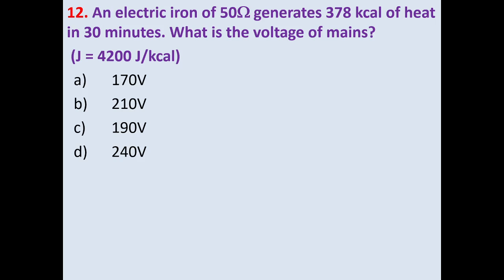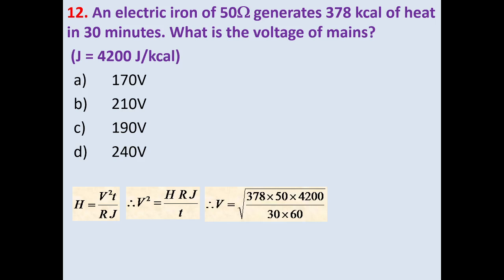So problem is given, an electric iron of 50 ohm generates 378 kilocalorie of heat in 30 minutes. What is the voltage of mains? So we will write formula first here, that is H is equal to V square T upon RJ. We have to find out voltage of mains, so we write V square is equal to HRJ upon T. H, amount of heat generated, is 378 kilocalorie. Resistance R is 50 ohm. Joule's constant is given 4200. Time T is 30 minutes. We have to convert it into seconds, that is 30 into 60. So substitute the values and take a square root. You will get value of voltage of mains as 210 volt. So option B is correct.